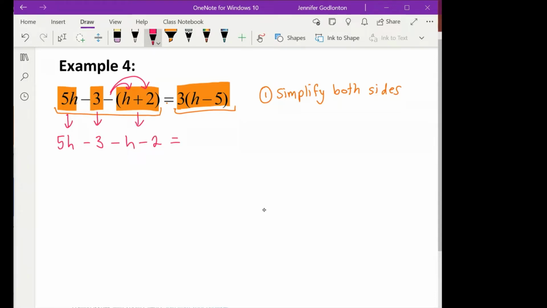Then on our right-hand side, we distribute the 3. 3 times h gives us 3h, and 3 times -5 gives us -15. Okay, so that was the new step here. Now from here, I would like you to carry on with this question and find me an answer. And in the next question, I'm going to want you to do it all the way from the beginning.